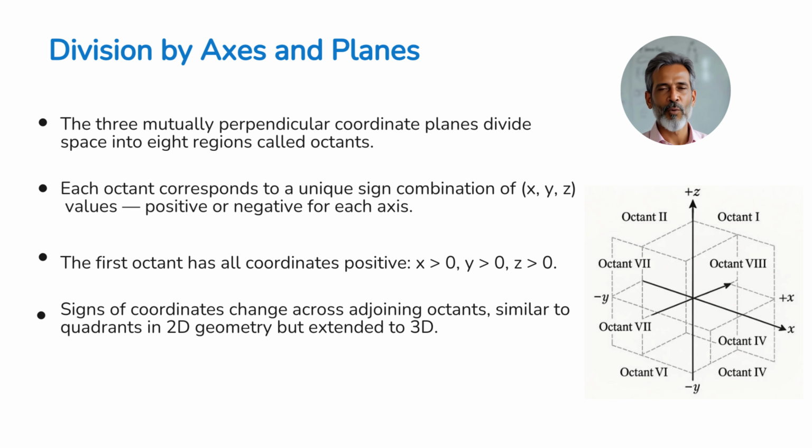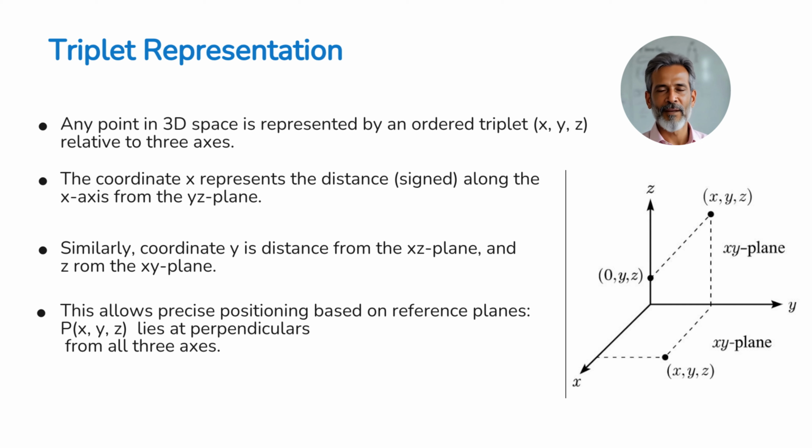As you cross from one octant to another, one or more of these signs change from positive to negative, just like crossing quadrants in 2D but now with an extra dimension. Thinking about octants helps immensely when solving geometry problems or plotting points in space. So next time you see an octant, you'll know exactly which corner of the 3D space you're in. Great job! Let's bring all this together by seeing how you locate a point in 3D space.